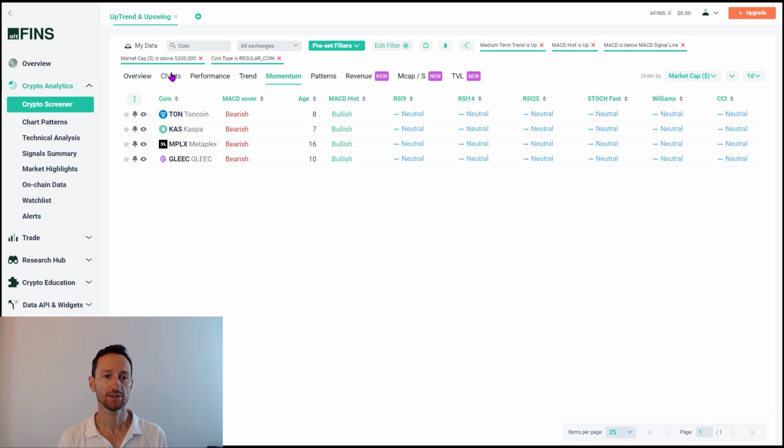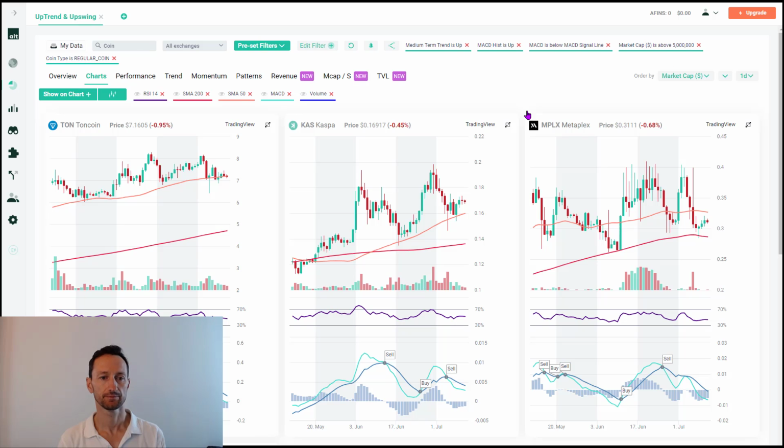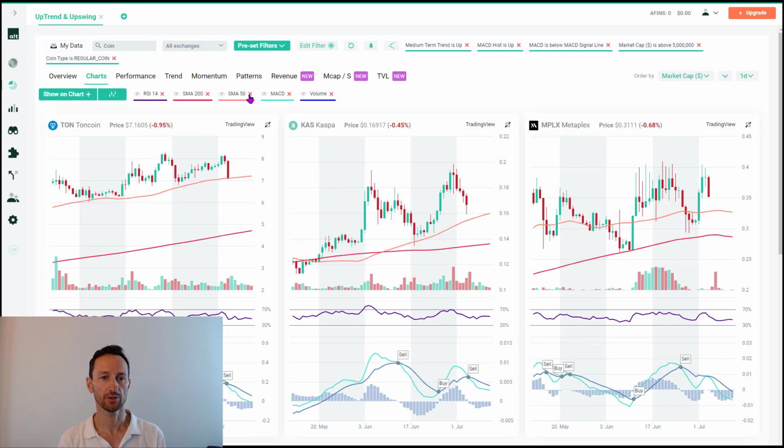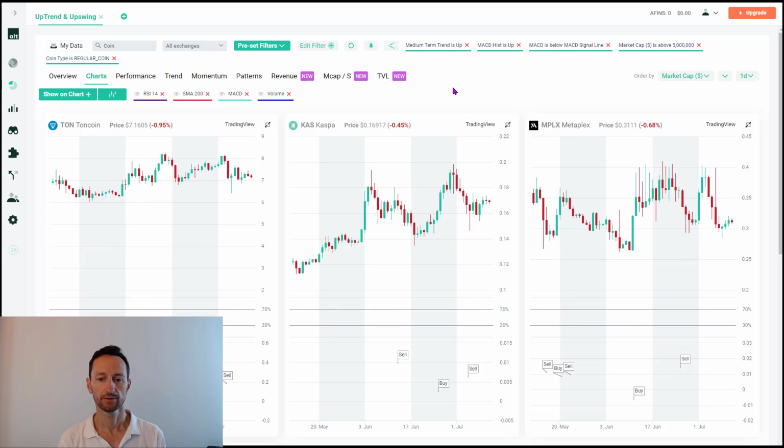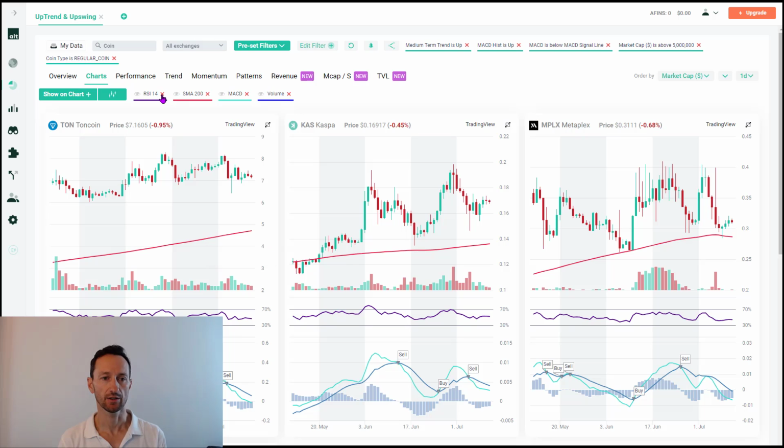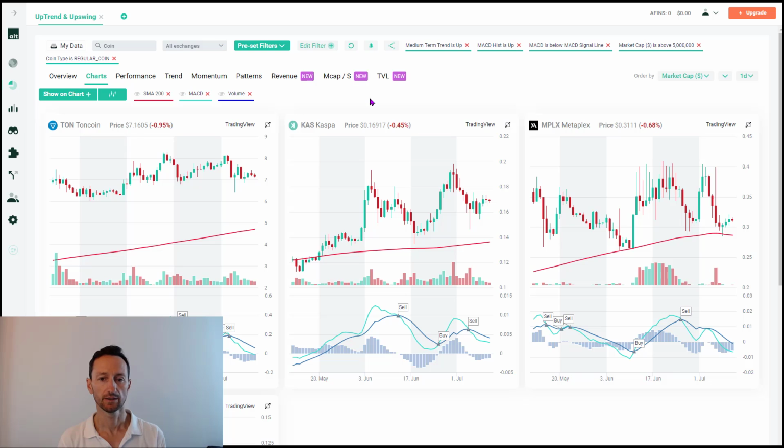Okay, now let's take a look at the charts. I'm going to give myself a little more space here. Okay, here are the charts. So I'm going to get rid of the 50-day moving average for now, and even the RSI is not important right now in the strategy. So I'm left with really a 200-day moving average, the price, and the MACD for all these 4 assets that satisfy this criteria. Okay, all of them are trading above the 200-day moving average.